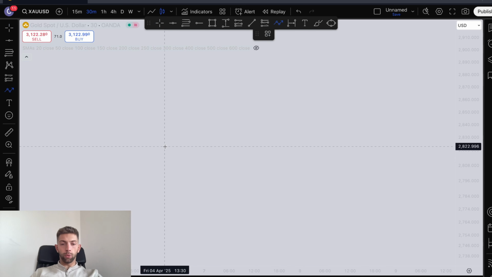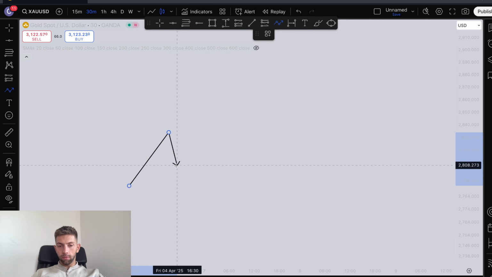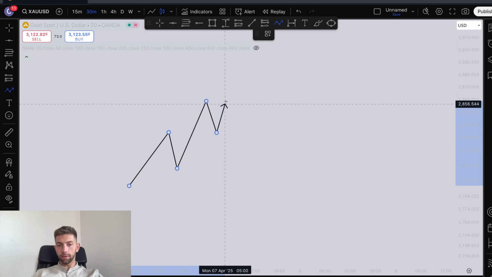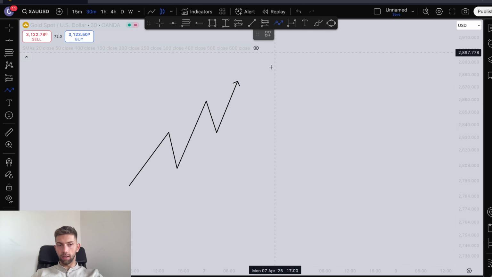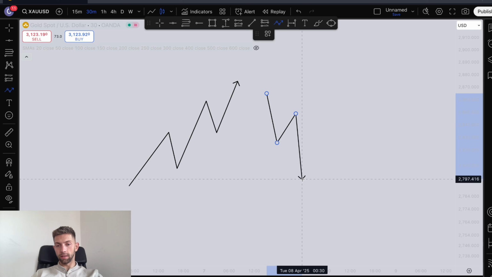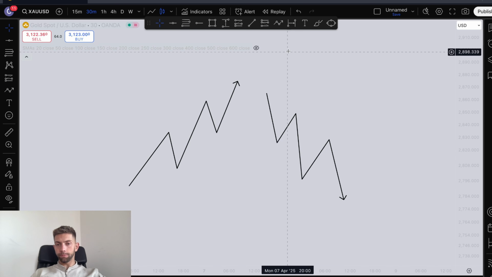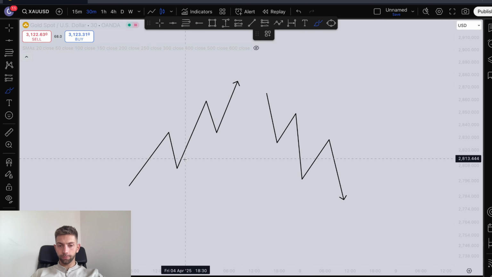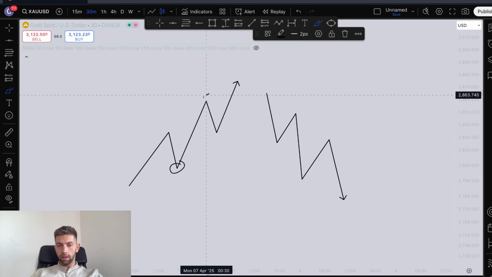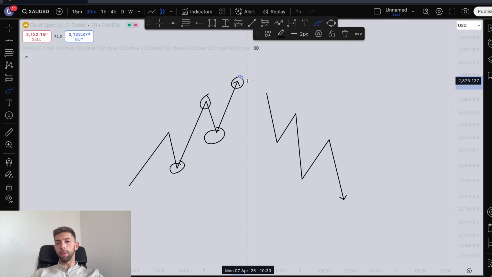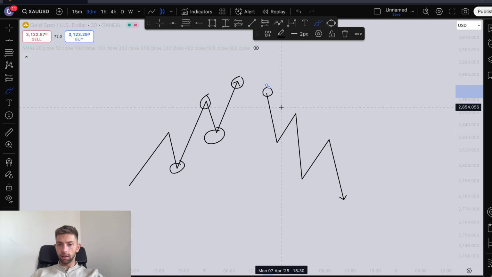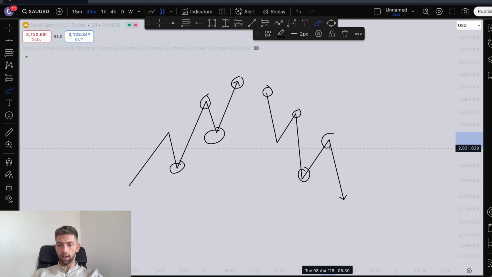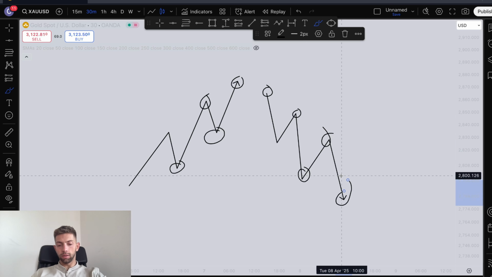So let's start with the simple things. As we know, we got uptrends in the markets and we got downtrends in the markets. So in the uptrend, market is creating higher lows and higher highs. In the downtrend, market is creating lower highs and lower lows.